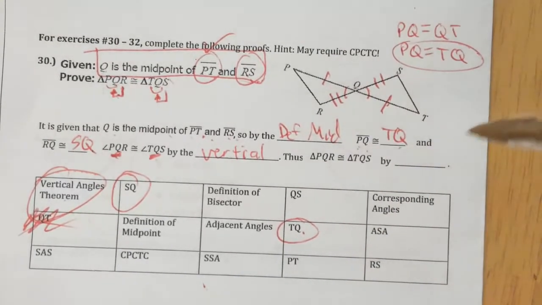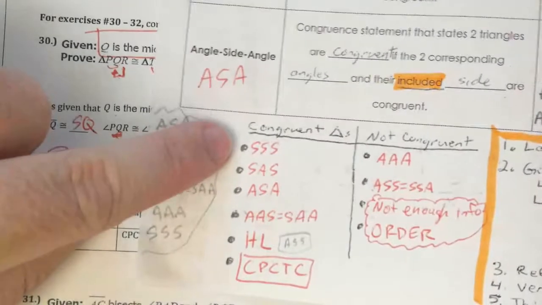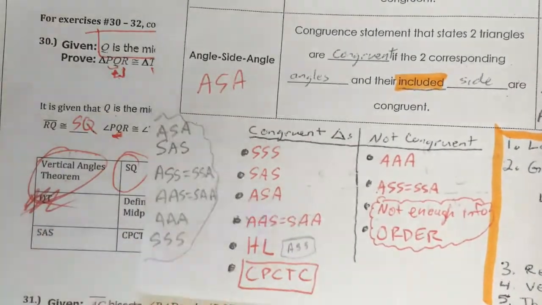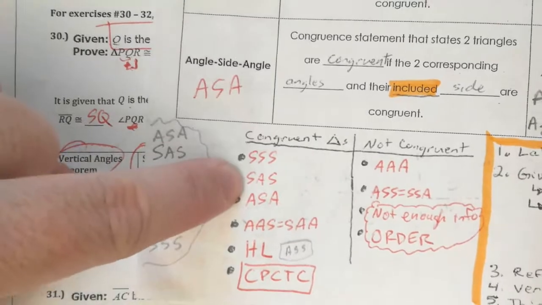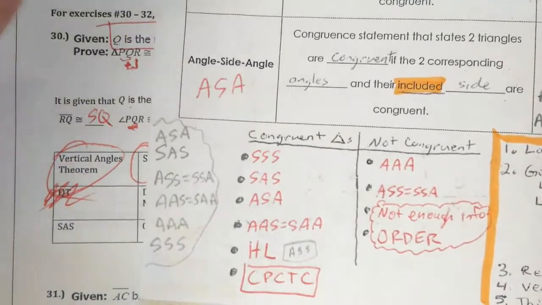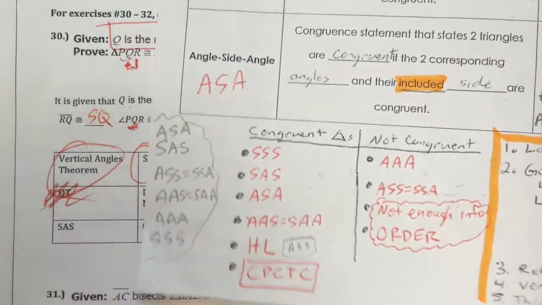So the only way to prove triangles are equal, the only ways are these right here. If you put anything else, you can smack yourself in the back of the head. These are the only ways to prove triangles are equal. That's it. So which rule did you use?